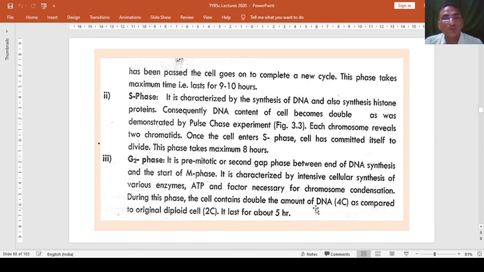So this is about the G1 phase, S phase and G2 phase. In the next phase the cell division will start, but it will go through the 4 stages: prophase, metaphase, anaphase and telophase. So we will see these phases in the next period.